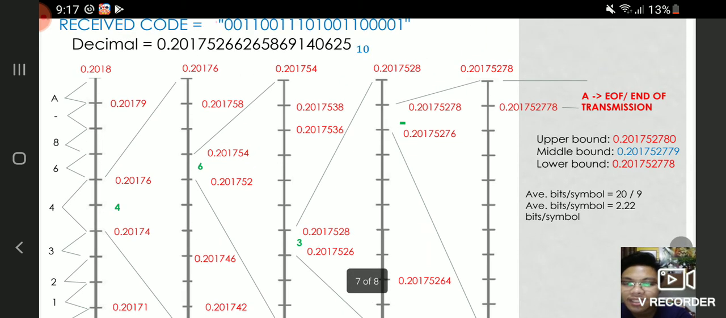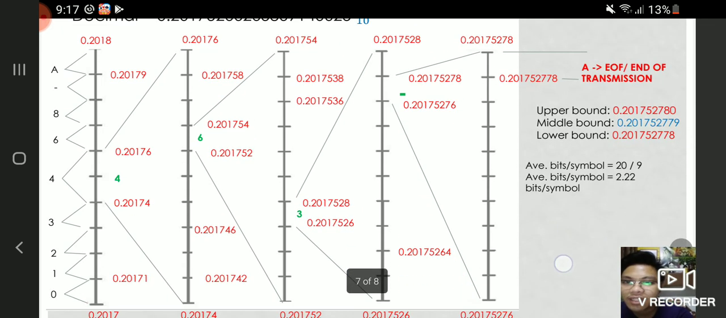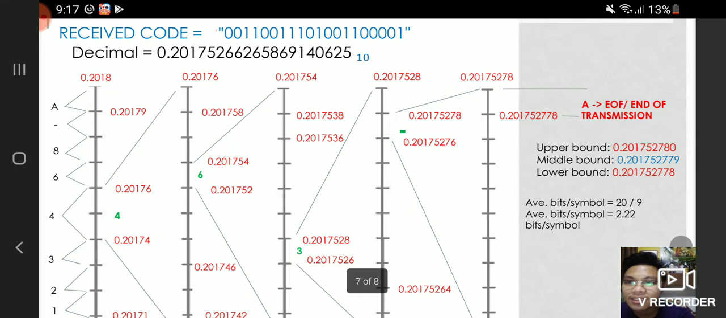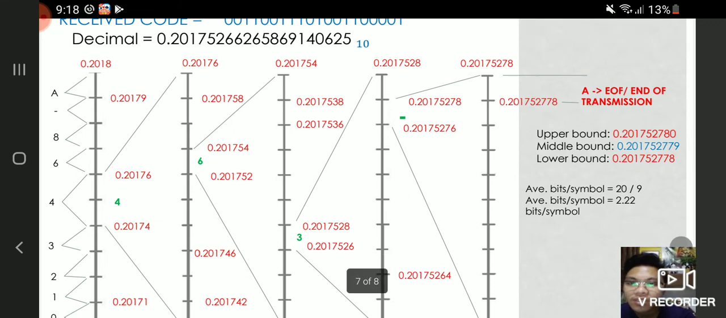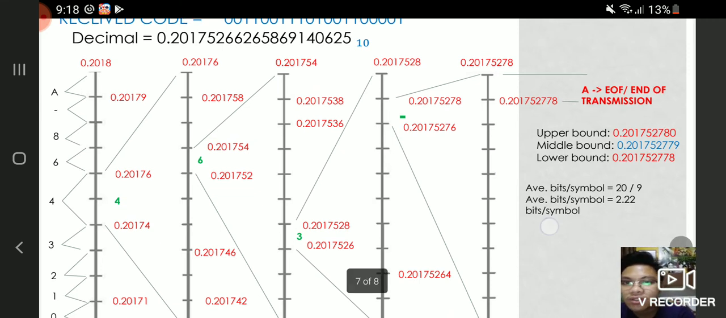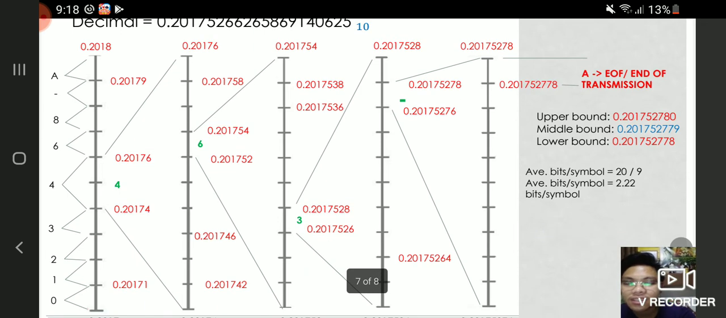Then expand it again, locate the decimal value here. Since the decimal value here is in the range between 0.2175278 and 0.2172778, the aligned code word here is A. The A here is our end of file or end of our transmission.